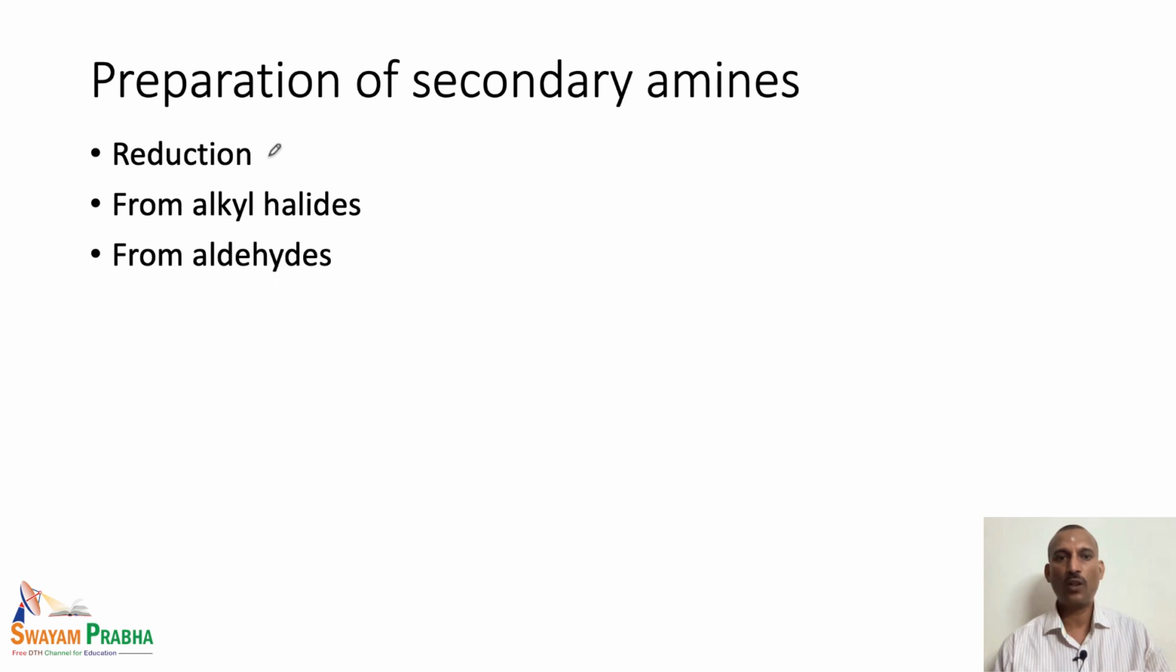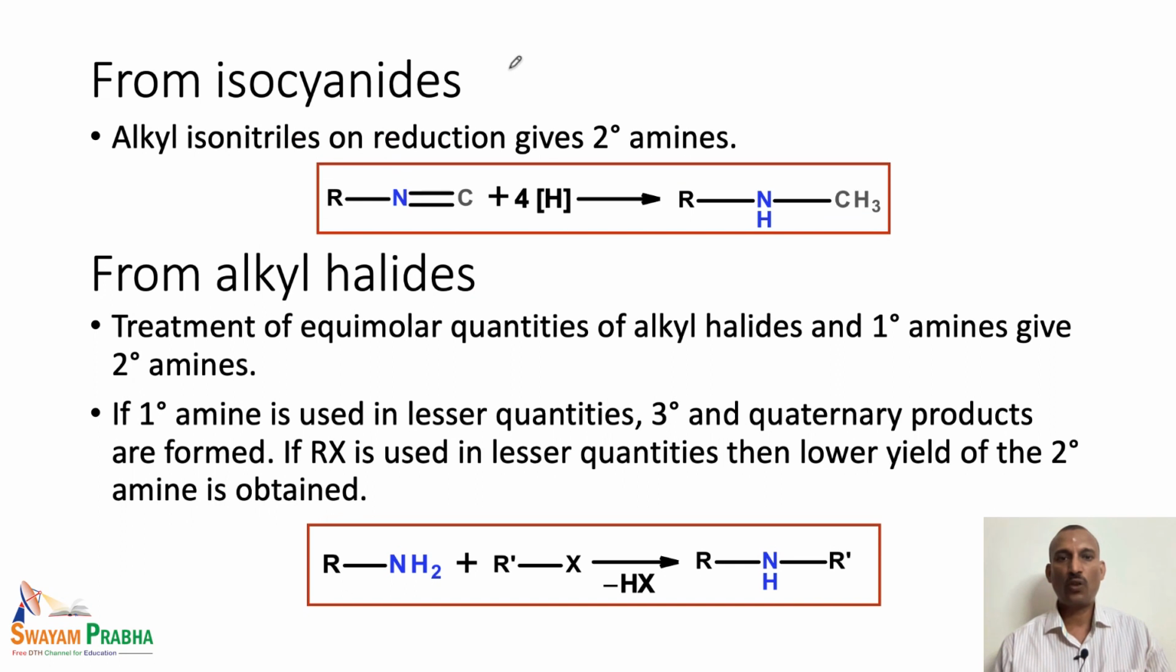We will first look at the reduction methods. So, how various functional groups can be reduced to the corresponding secondary amines we will look at. Then we will move on to how secondary amines can be prepared from alkyl halides, and also how aldehydes can be converted to secondary amines we will be looking at. Let us first look at the preparation of secondary amines from isocyanates. That means this is the reduction method.